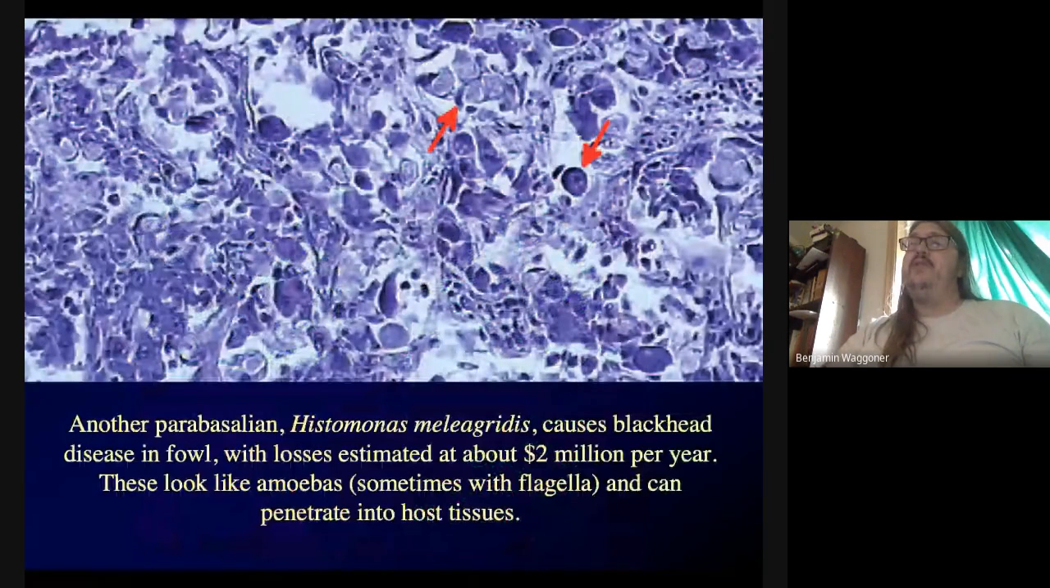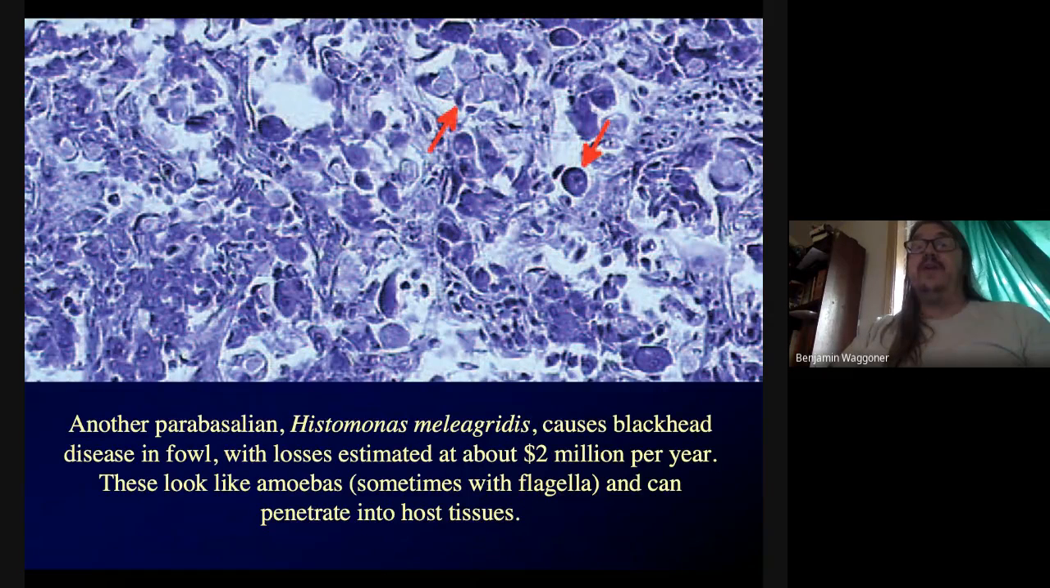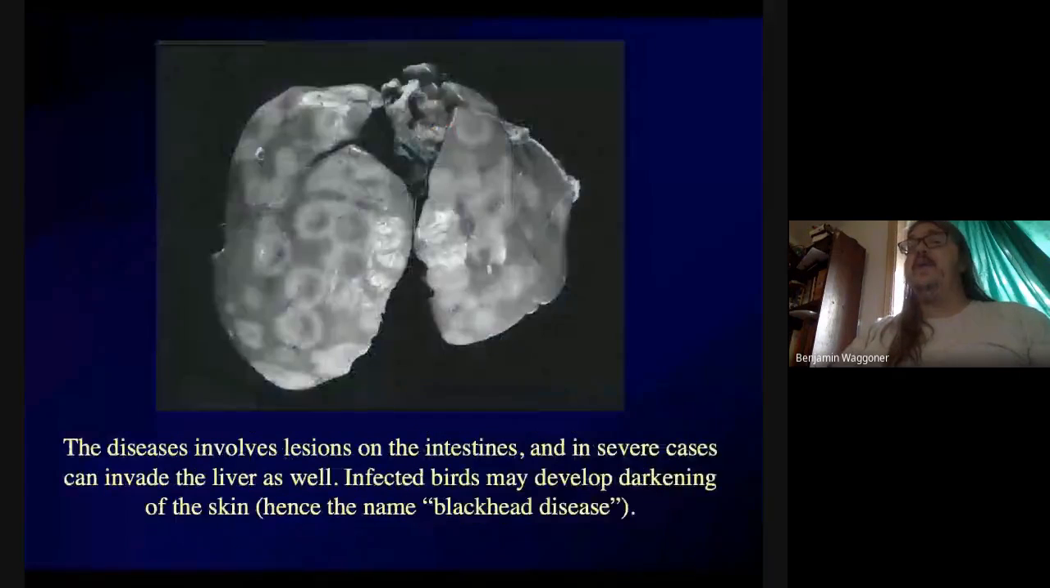One more that I'll mention that shows up in veterinary practice sometimes, Histomonas meleagritis, causes a disease in fowl, chickens and turkeys, and I guess ducks too, called blackhead disease. The protists look like little amoebas, although they can go through a flagellated stage. You can see a couple of them indicated with the red arrows. They'll penetrate into host tissue and they'll cause lesions, wounds on the intestines, and in severe cases, they can go after the liver.